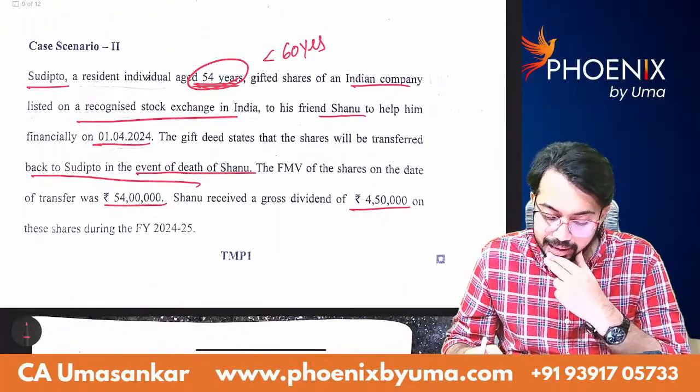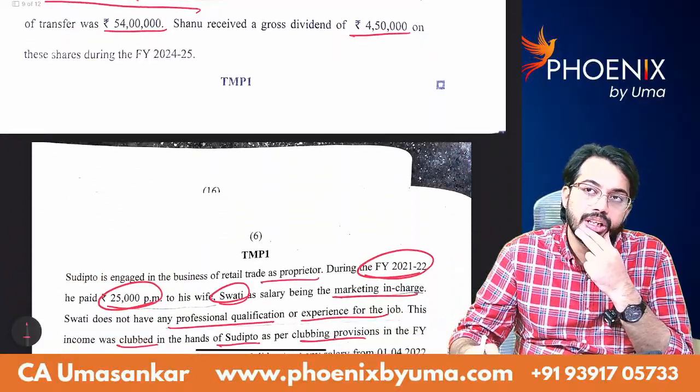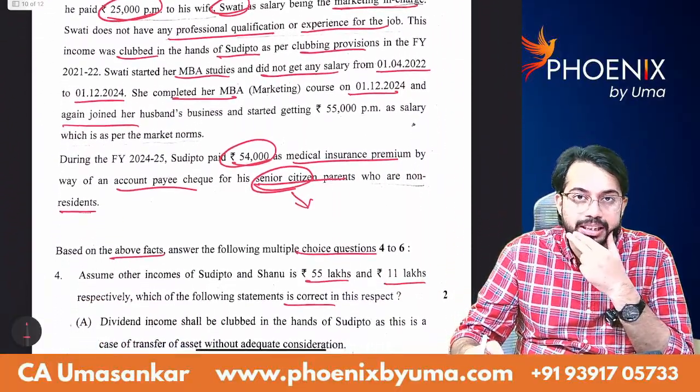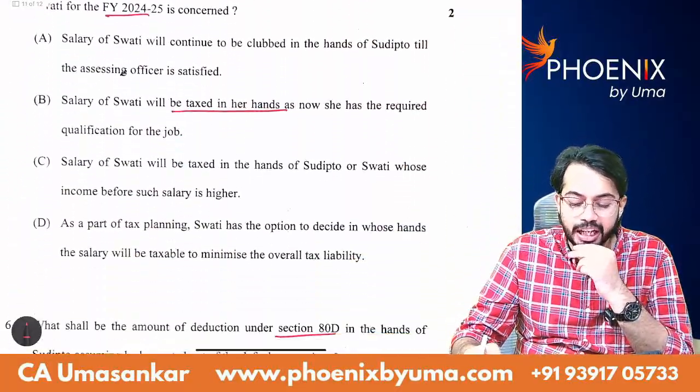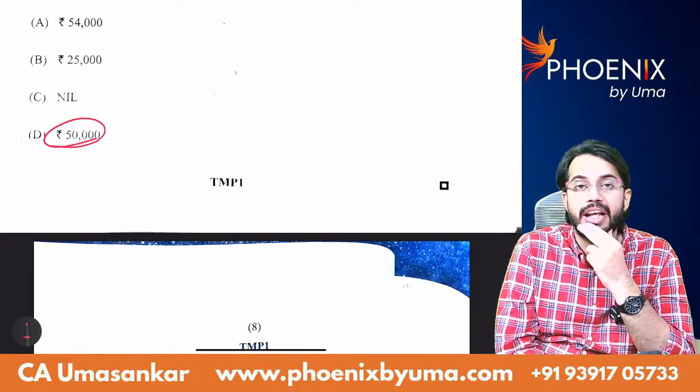See, for this, parents are senior citizens. So even though they are non-residents, still 50,000 deduction you can claim. For senior citizens, the maximum deduction allowed is 50,000.